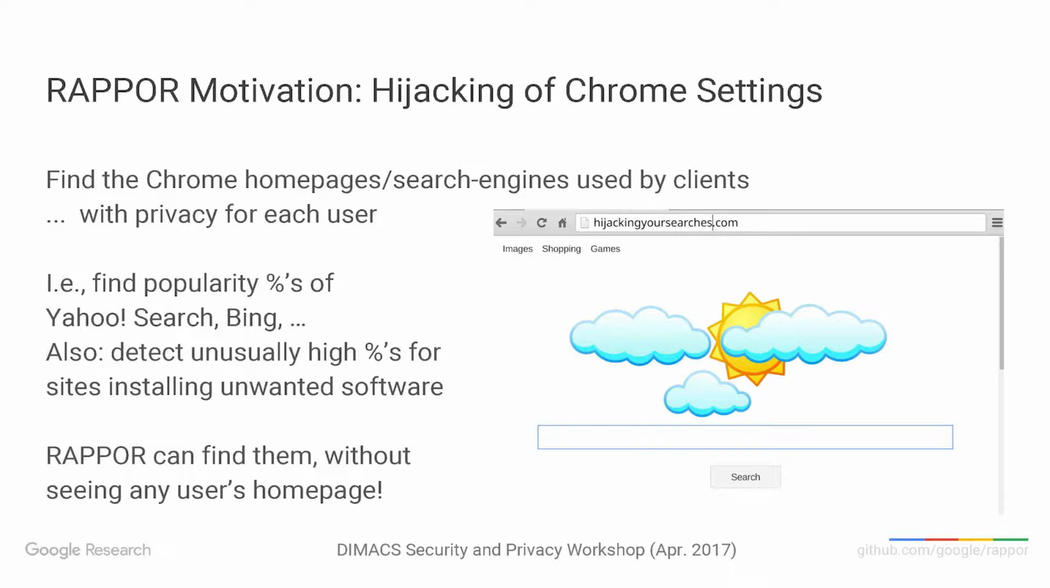What RAPPOR lets you do is to find this sort of information, so find this distribution of, say, homepages or default search engines, things of that sort, without actually seeing any particular user's homepage in the clear.